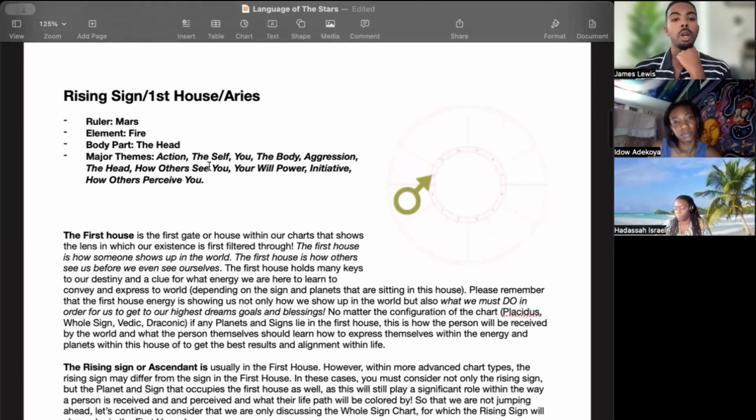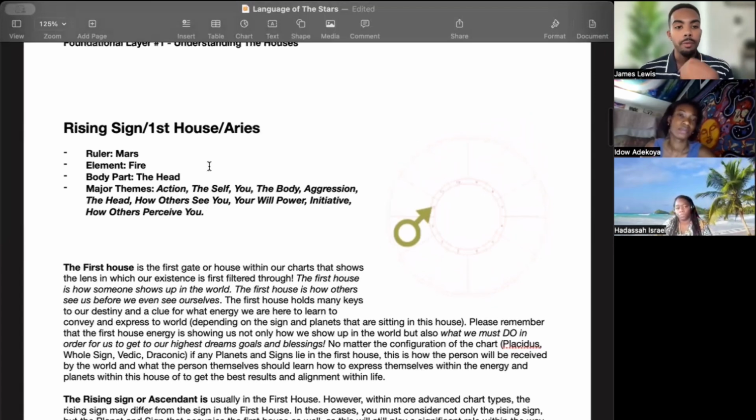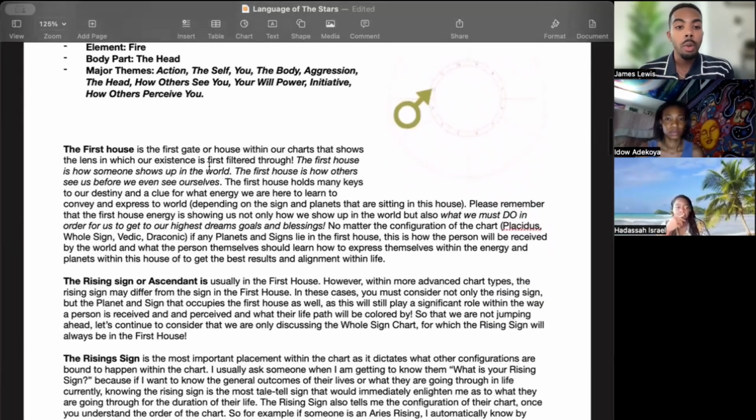Okay. So, if you want to write that section down, again, I can't stress it enough that when we are looking at the first house, these are the associations: Aries, Mars, first house, rising sign. They go hand in hand. They never separate. I always want you to think about those things as akin to each other. All right. Now let's go ahead.